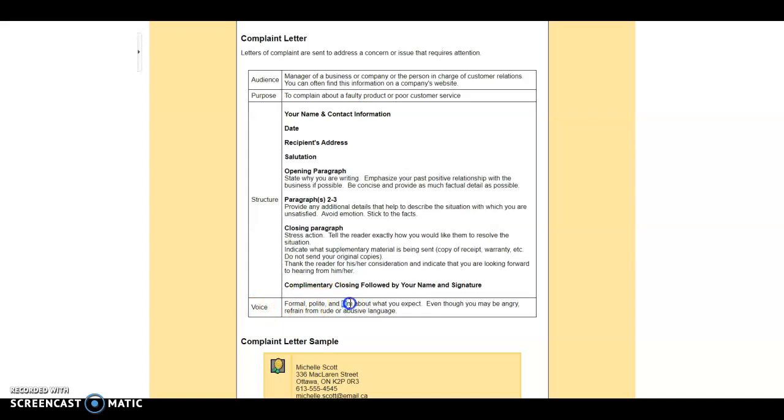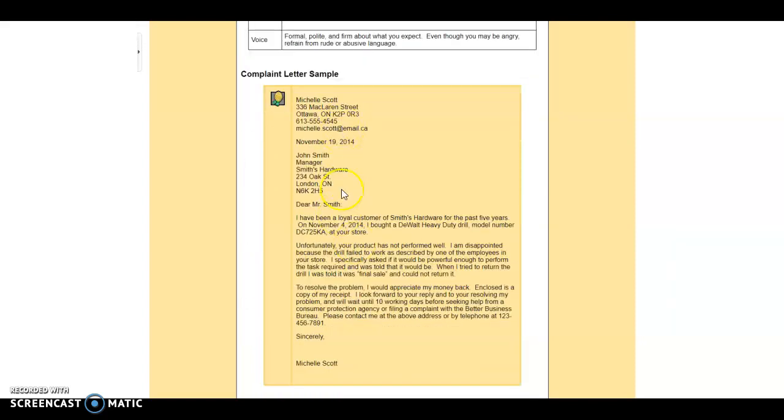Usually when you're writing a complaint letter, you're going to be a bit firmer or a bit tougher when you're writing because you want to show that you're serious and that you want them to take your complaint seriously. But that said, you don't want to be rude or abusive in your language because you're probably not going to convince somebody to listen to you if you're being rude or if you're attacking them. And here is an example of a complaint letter.